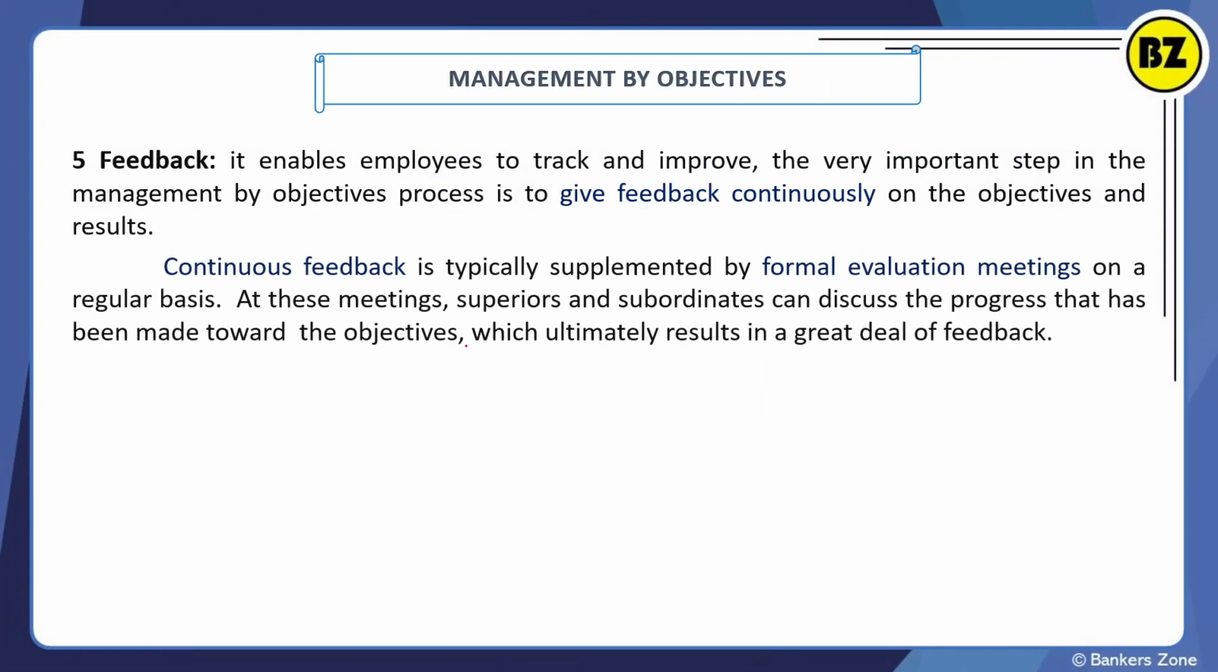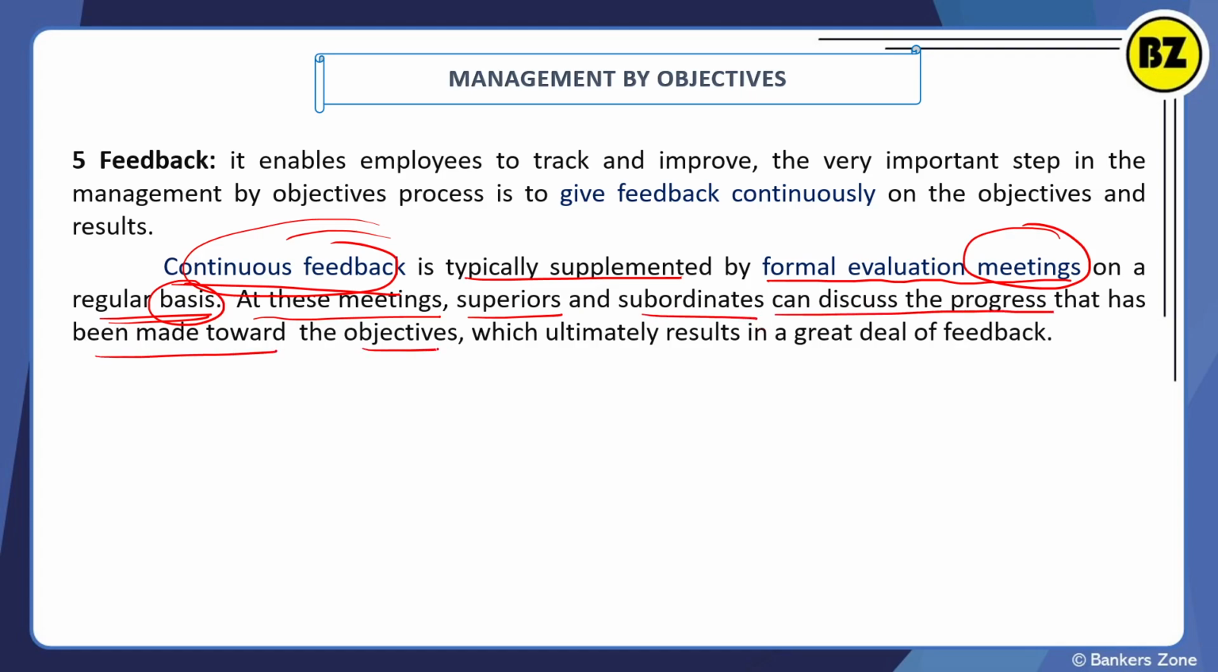Now, what do you mean by continuous feedback? I repeat, it is typically supplemented by a formal evaluation meeting on a regular basis. So continuous feedback means continuously giving feedback, simply. And how? You will take review meetings on a regular basis, so we can say it is continuous feedback. After this meeting, superiors and subordinates can discuss the progress that has been made toward the objective, which ultimately results in a greater deal of feedback. So continuous feedback means continuous meetings on a regular basis.